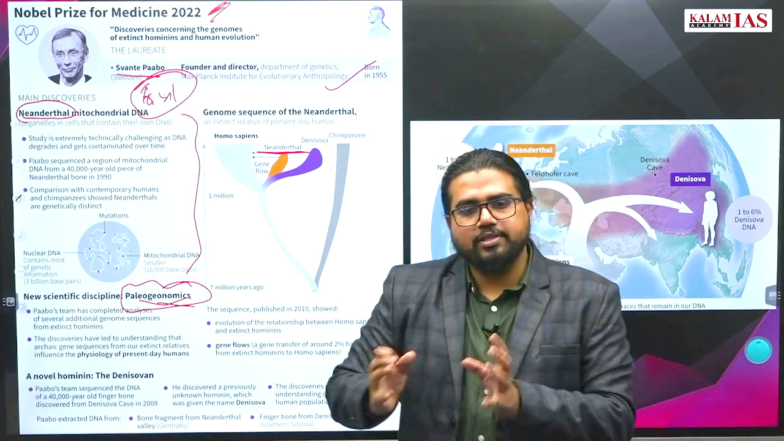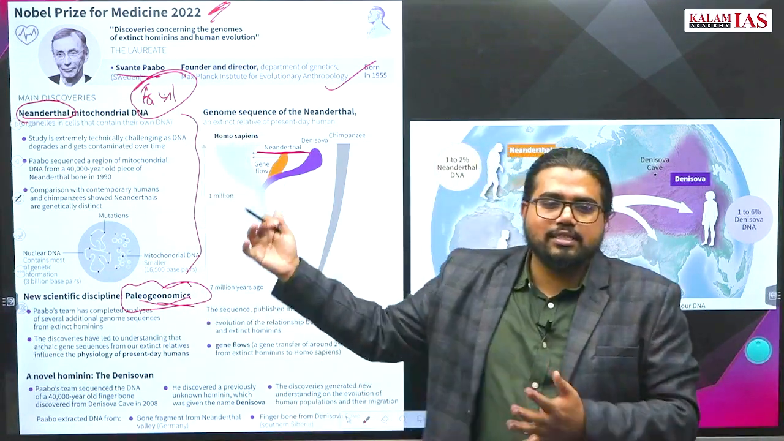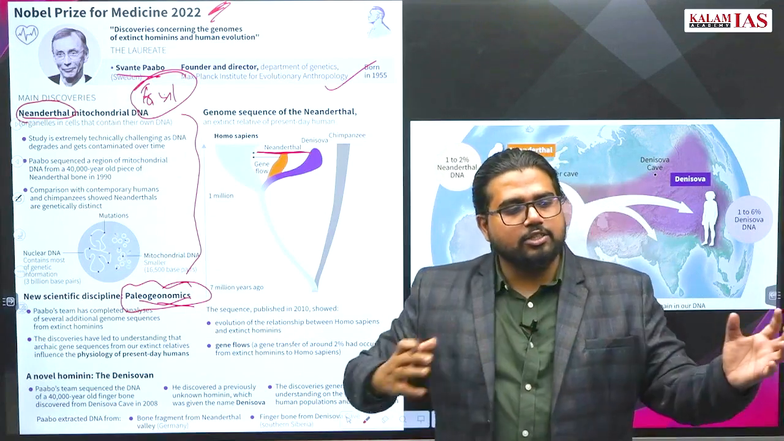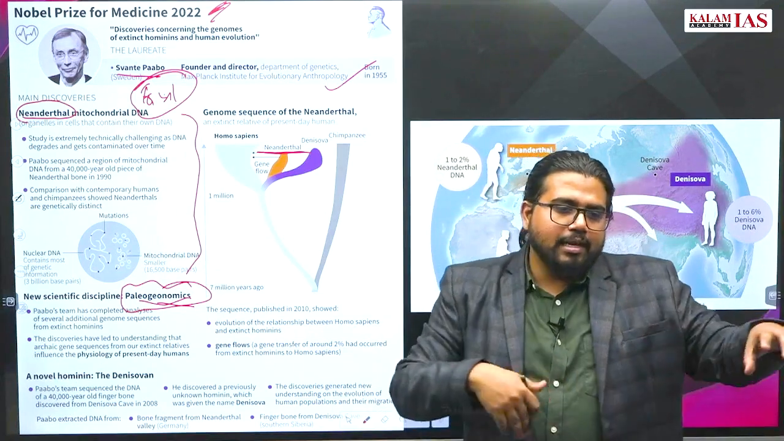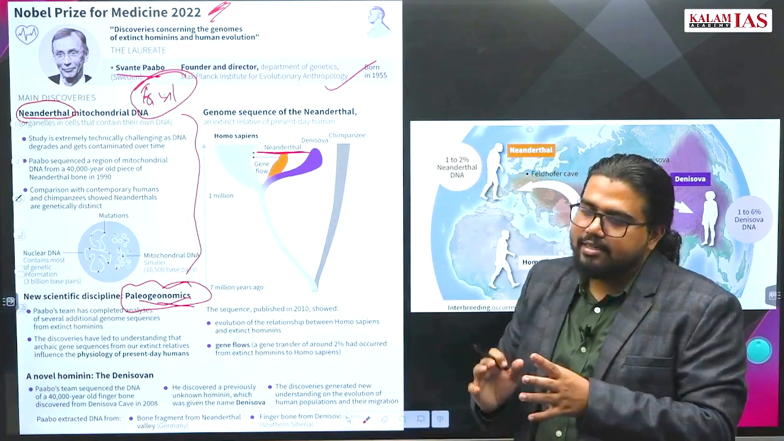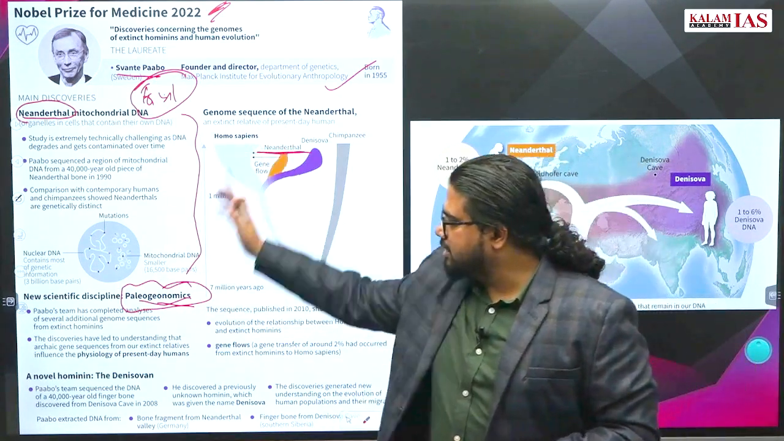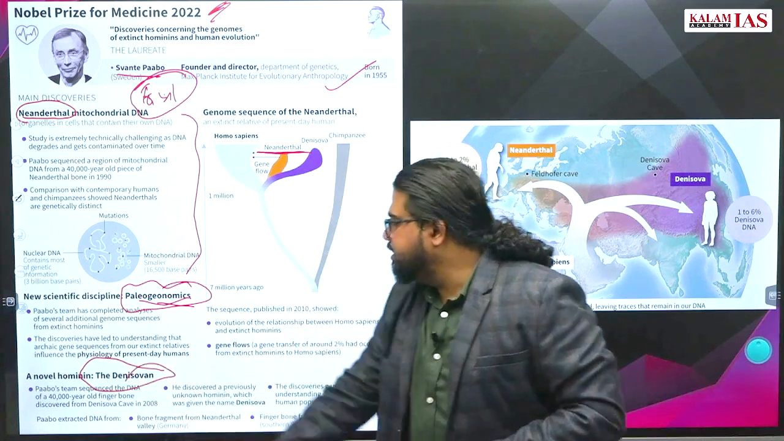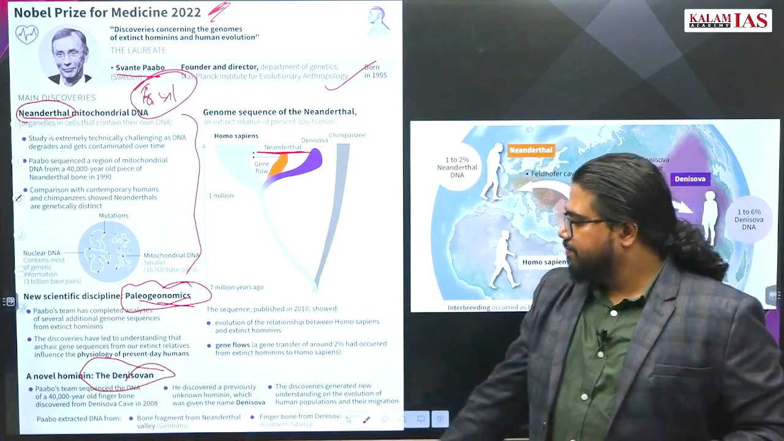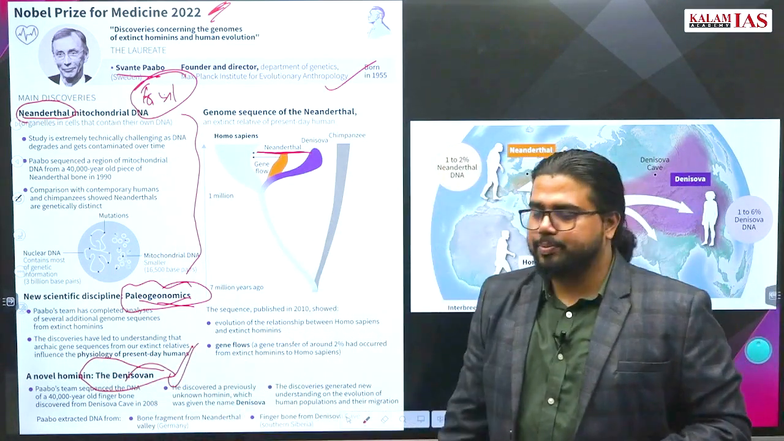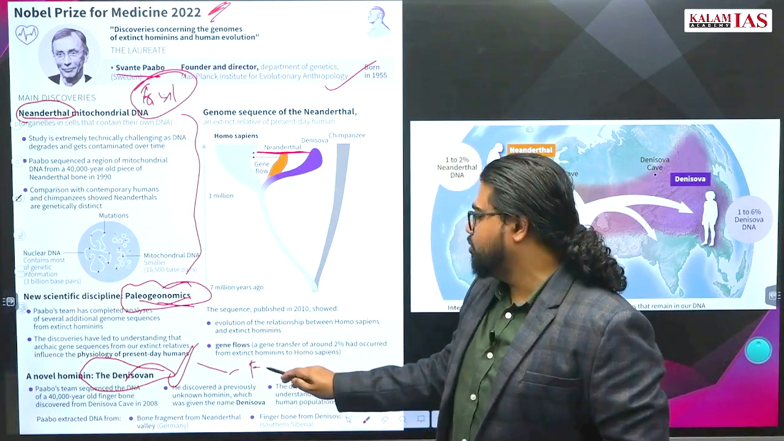You get a fossil of some XYZ, you are conducting this experiment and trying to get its genomic structure. And you are comparing it with the human species and finding where exactly the difference is coming between these two. That is exactly what he did. What is Denisovan? This is also an early human species. We have found fossils for this also.